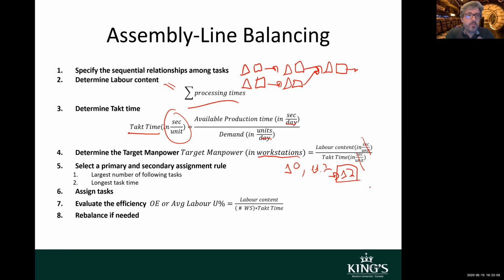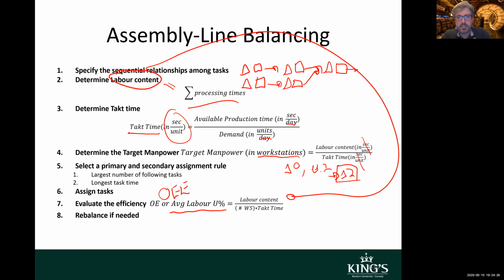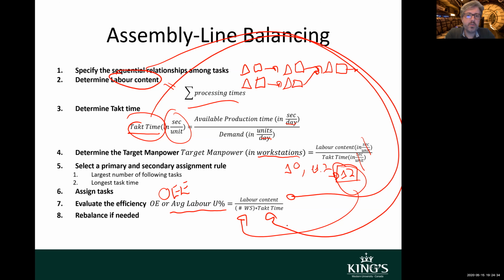So this is an algorithm, right, in which you repeat those steps. And then you evaluate the efficiency. So that could be, like I said before, OE. Sometimes we can measure this in terms of OEE, overall equipment efficiency, or another way of seeing this is the average labor utilization. So we already know the labor content from above. So you can link that guy over here. And then the number of workstations you calculated from your target manpower and your tech time. You also calculated from before. So you find a number that represents a percentage value.